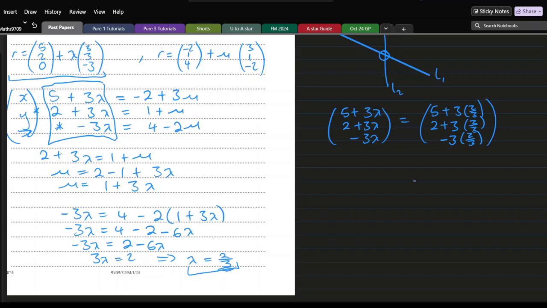Alright, and so that simplifies to give us 7, and then that's 4, and that there is a negative 2. These are the coordinates for the point of intersection.